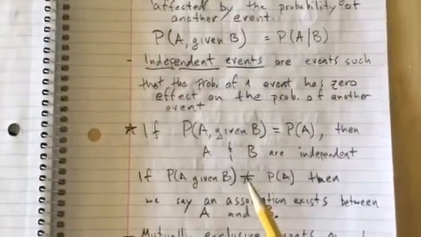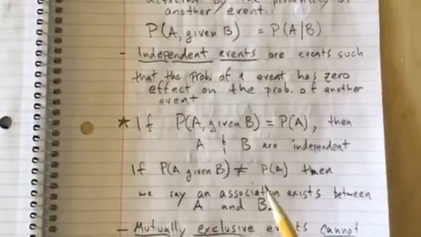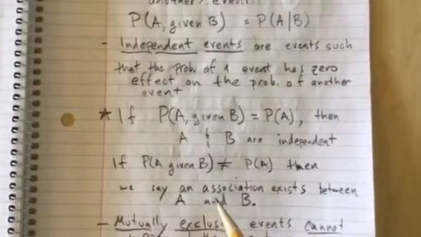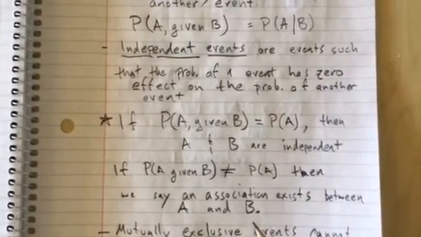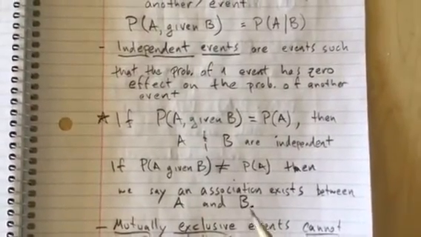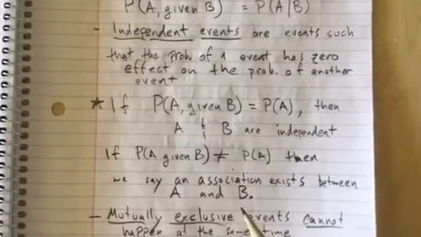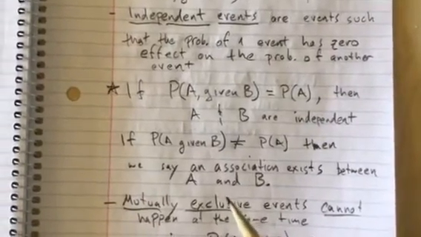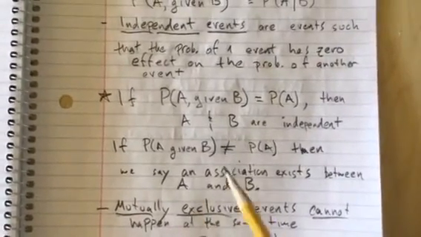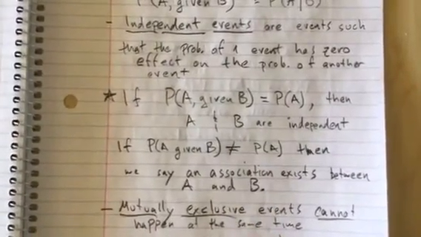However, if the P of A given B does not equal the probability of A, then what we do there is we say that there's an association between these two events. We do not say that they are dependent. That's a little bit too far to go, to say A is dependent on B or B is dependent on A. We can't really say that. All we can say is that there is a probabilistic association between A and B. There is some effect that A has on B or that B has on A.